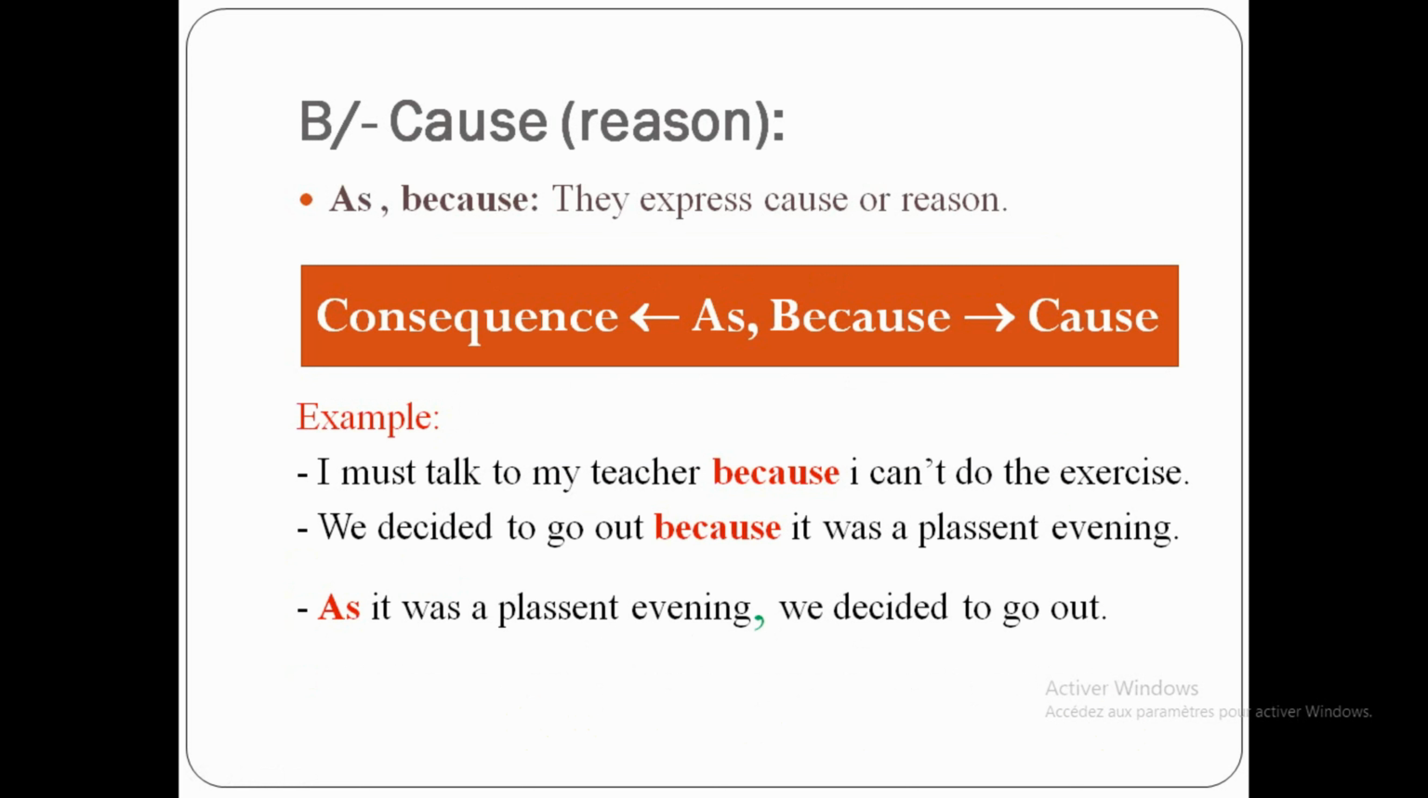Now we have the cause or the reason. Okay? We use to express the cause or the reason, we use as and we use because. As and because they express the cause or the reason. Okay? We have as and because are preceded by the consequence and followed by the cause.